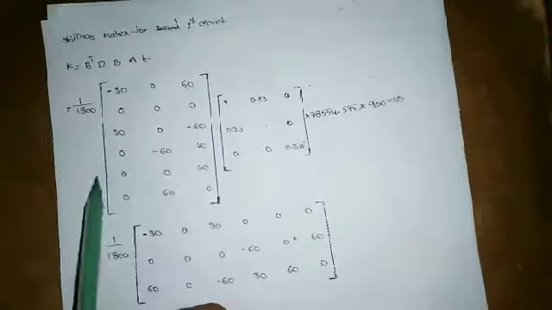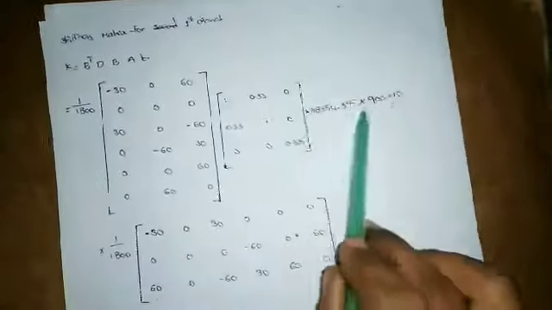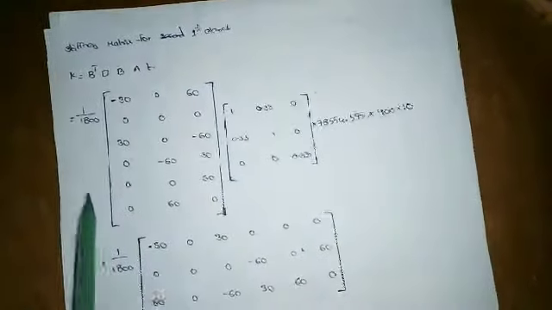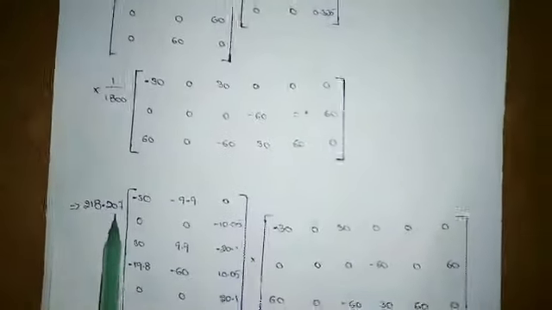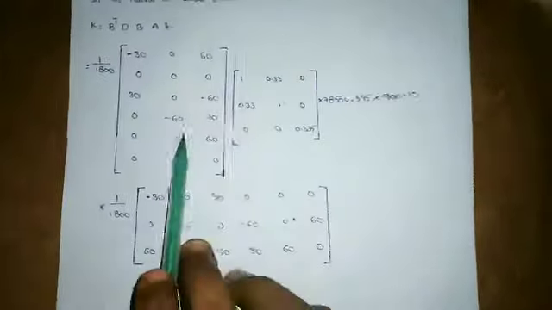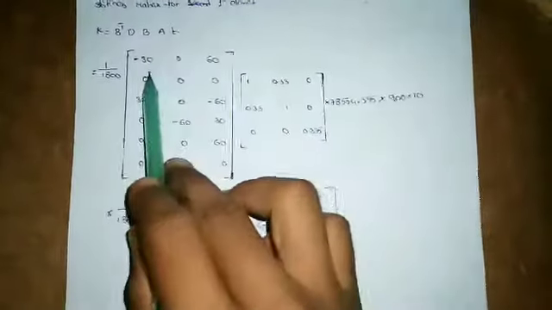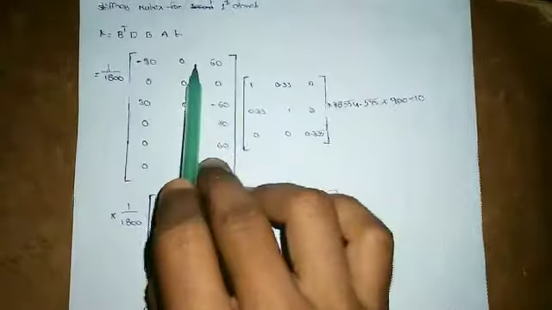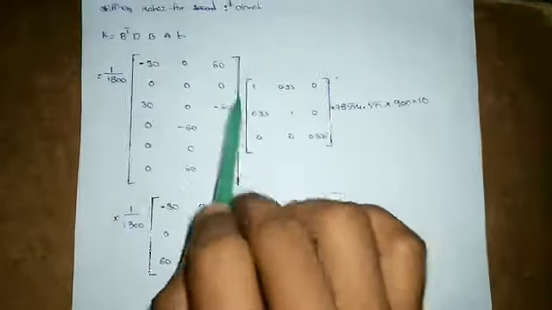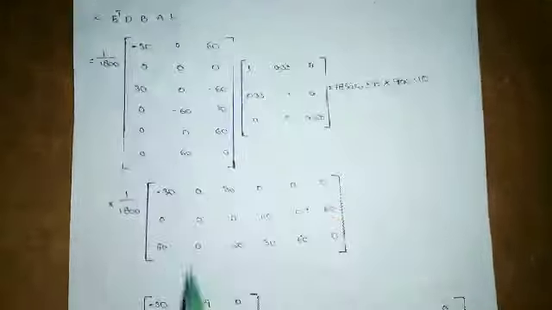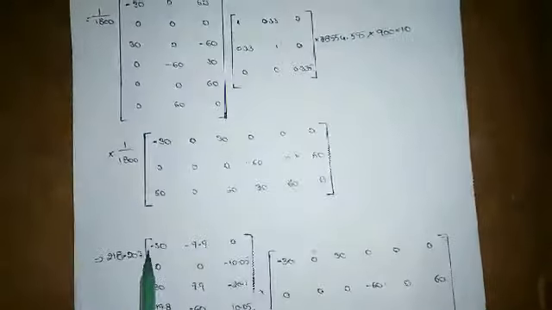First you have to multiply all the constant values outside the matrices. You will get 218.207. Then multiply these two matrices. First row first column: minus 30 into 1 minus 30, 0 into 0.33 is 0, 60 into 0 is 0. So what is the value? Minus 30. So you have to keep here minus 30.